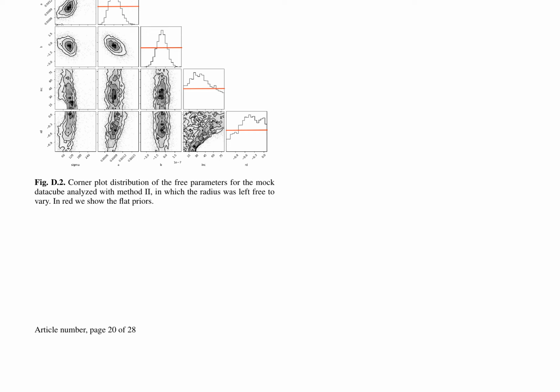Finally, the authors compare the velocity dispersion of the same galaxies obtained with two different methods, finding good agreement between the two methods. The corner plot distribution of the free parameters provides insight into the degeneracies between the parameters and the effects of the priors on the results. Overall, the analysis demonstrates the robustness of the method in recovering galaxy properties from mock data cubes.